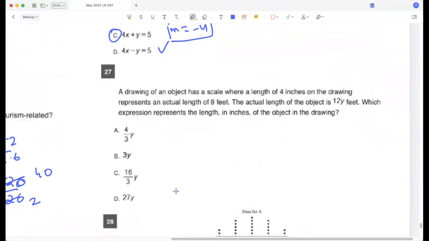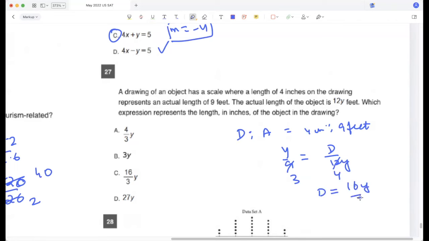A drawing of an object has a scale where a length of 4 inches on the drawing represents an actual length of 9 feet. The actual length of the object is 12 feet, which represents the length in inches of the object in the drawing. Okay, so drawing to actual is 4 inches to 9 feet, and that is drawing to 12 feet, right? So 3 into 3, 3 into 4. So the drawing will be 16 by 3.